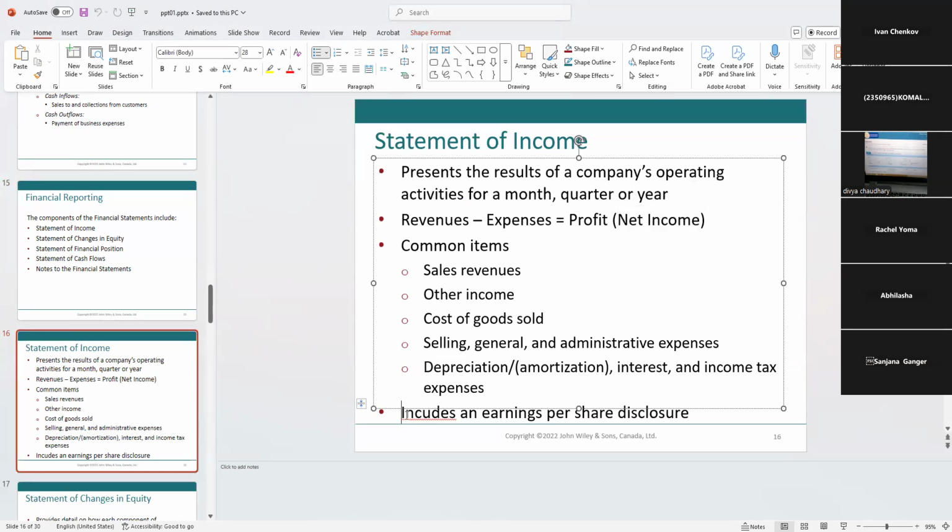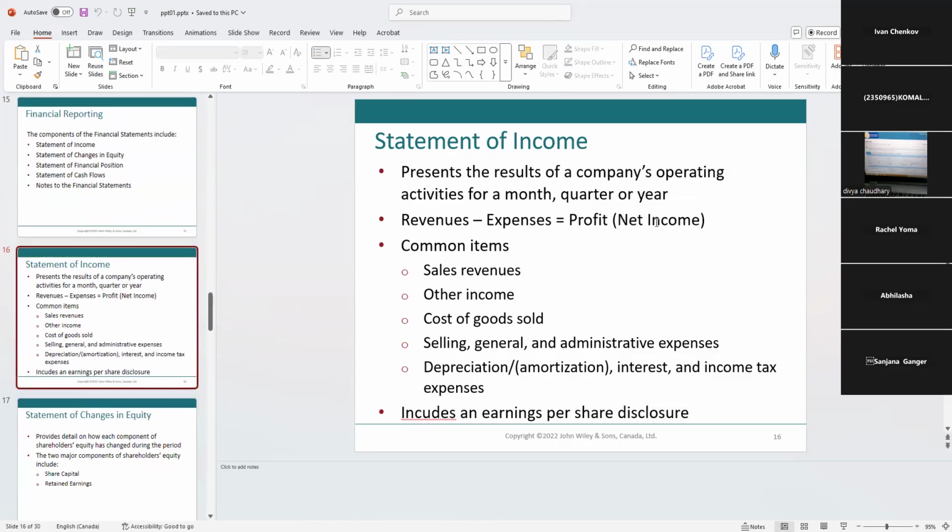At the very end, you may have earnings per share, just to give some idea to the shareholders of how much of the net income of the company belongs to every share that they own. So what you have to take from here is this equation, how you calculate net income. Net income is revenue minus expenses.